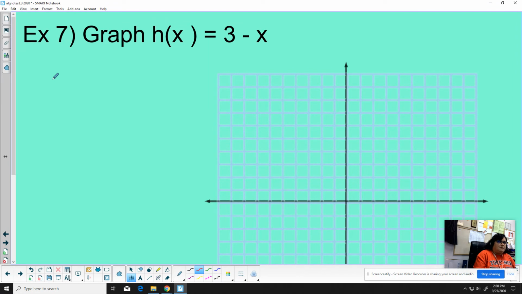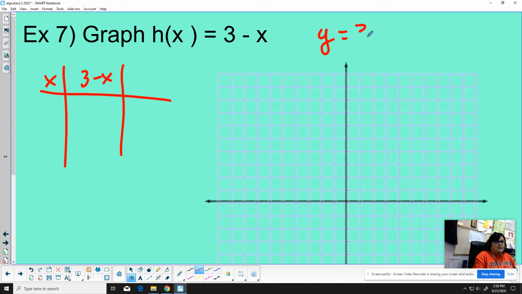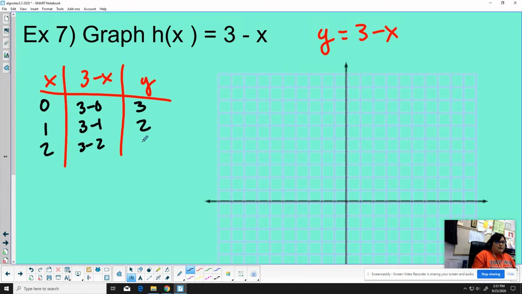So if we make a table, 3 minus x, and remember this is the exact same thing as this. It's not in slope-intercept form, but it's close. So if we use 0, 1, and 2, that'd be 3 minus 0, 3 minus 1 is 2, 3 minus 2 is 1. So I'm just going to take these points and plot them. 0, 3 would be up 3, right 1 and up 2, right 2 and up 1. So this has got a negative slope.